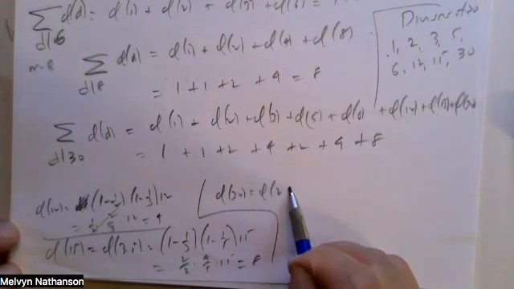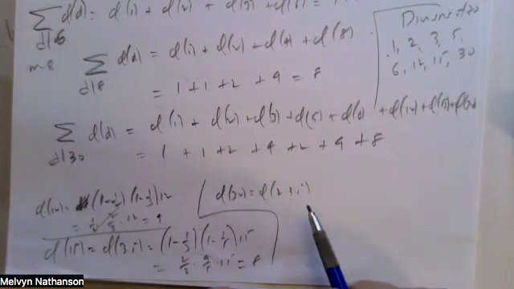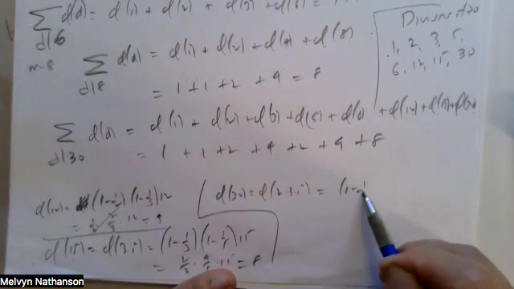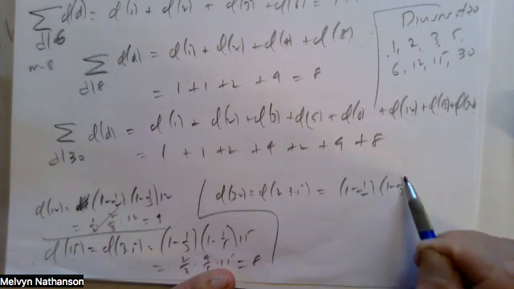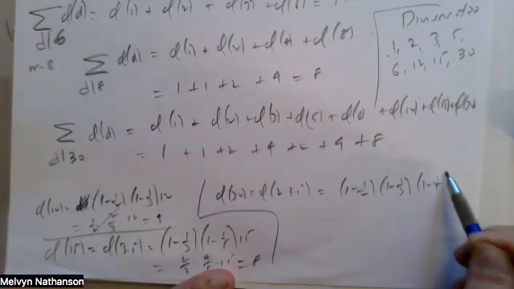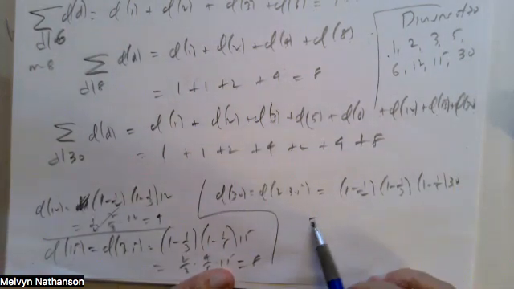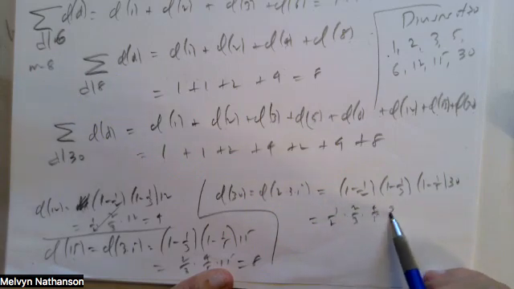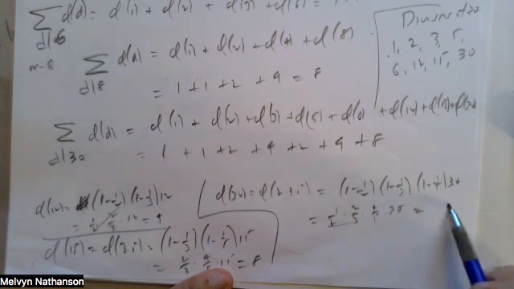30 is 2 times 3 times 5. So the prime divisors of 30 are 2, 3, and 5. I get (1 minus 1/2)(1 minus 1/3)(1 minus 1/5) times 30. That's 1/2 times 2/3 times 4/5 times 30. That's also 8.